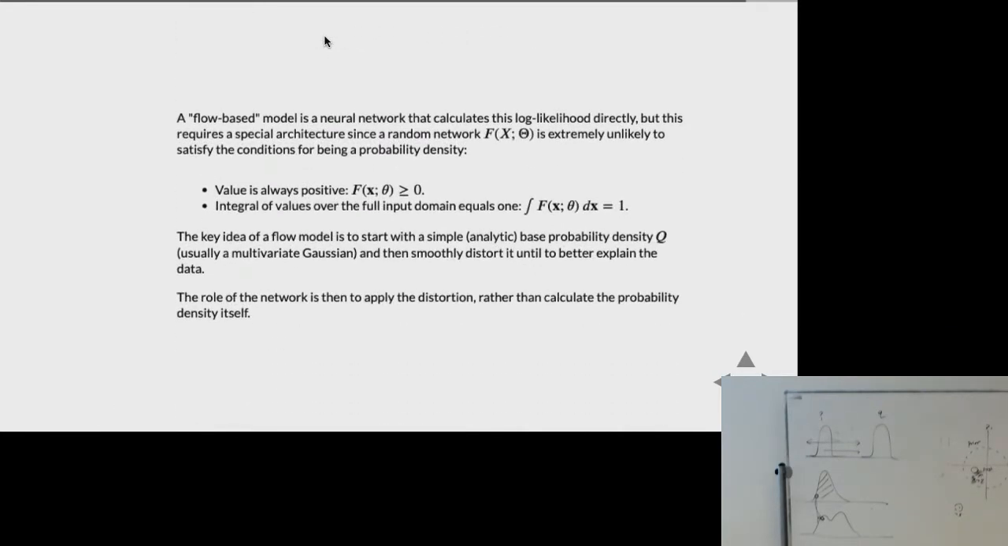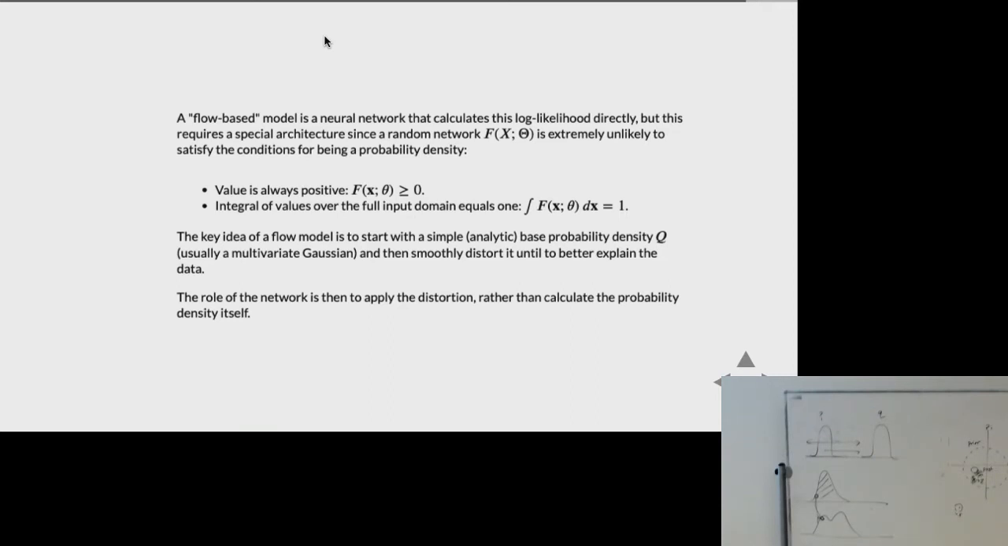Okay, so the idea of a flow-based model is we want to make a neural network that will actually calculate, instead of data in, data out, it's data in, probability out. Okay, but you have to have a special architecture that's going to do that, because some random function won't satisfy the requirements for being a probability density, right? We want a network that is a probability density itself.